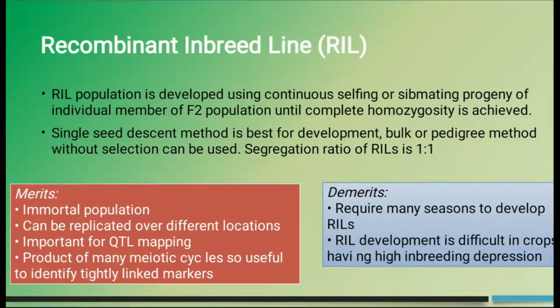The merits are that we can get immortal populations, and they can be replicated over different locations since they are homozygous. They are well suited for QTL mapping, and as the product of many meiotic cycles, they are useful to identify tightly linked markers. The demerits are that it requires many seasons and much time to develop the recombinant inbred lines, and RIL development is difficult in crops having high inbreeding depression.